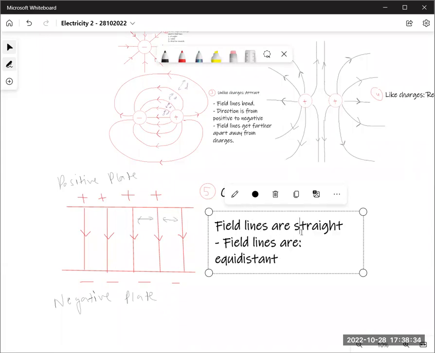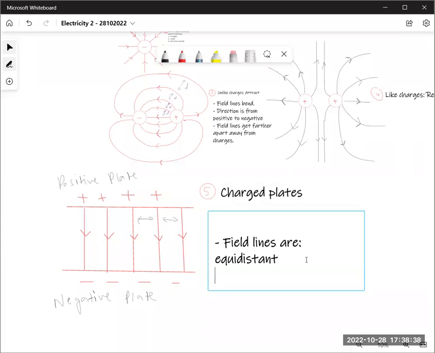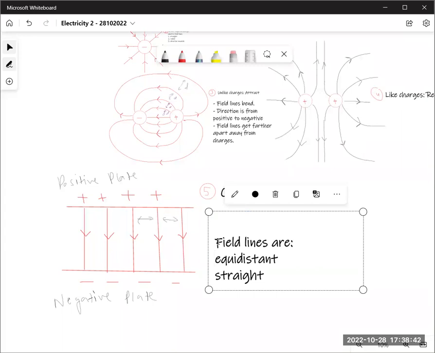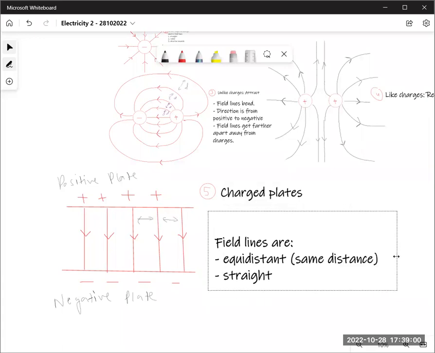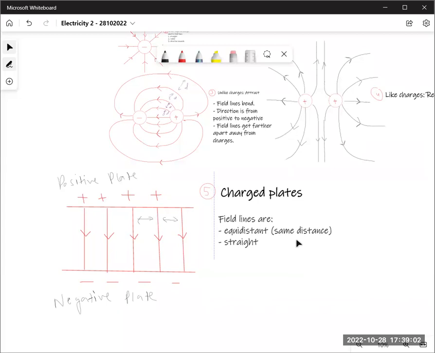Let's write it like this. Field lines are straight and equidistant. What is the meaning of equidistant? Equidistant means they're equal in distance, like same distance, equal in distance. And straight means straight, right? That tells us everything.